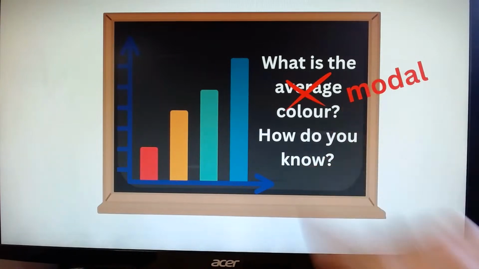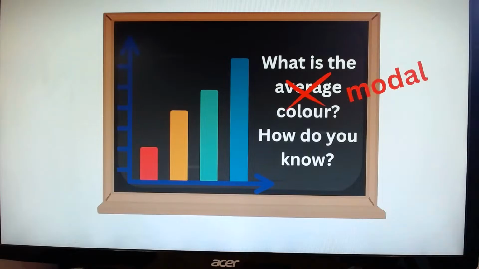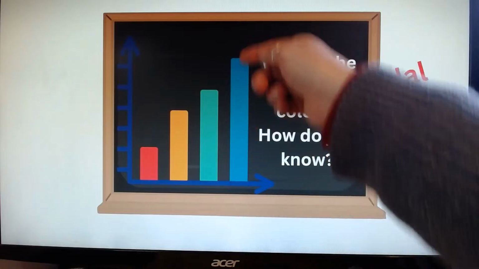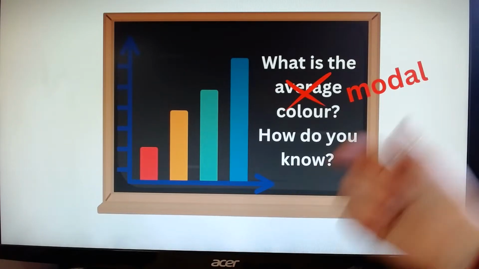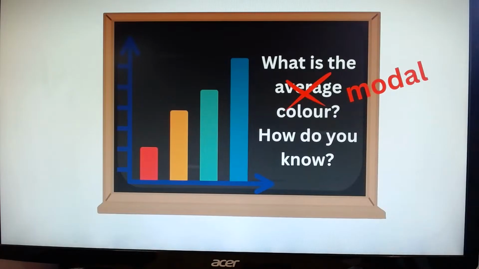What is the modal colour and how do I know? Well, the mode is the one that has been chosen the most often. So this blue would be the right answer there. Blue has been chosen the most often. It's got the highest bar, the highest frequency, however you want to describe it. In this case, it totally makes sense. We can pick blue for this one. We can have discrete data in the mode.